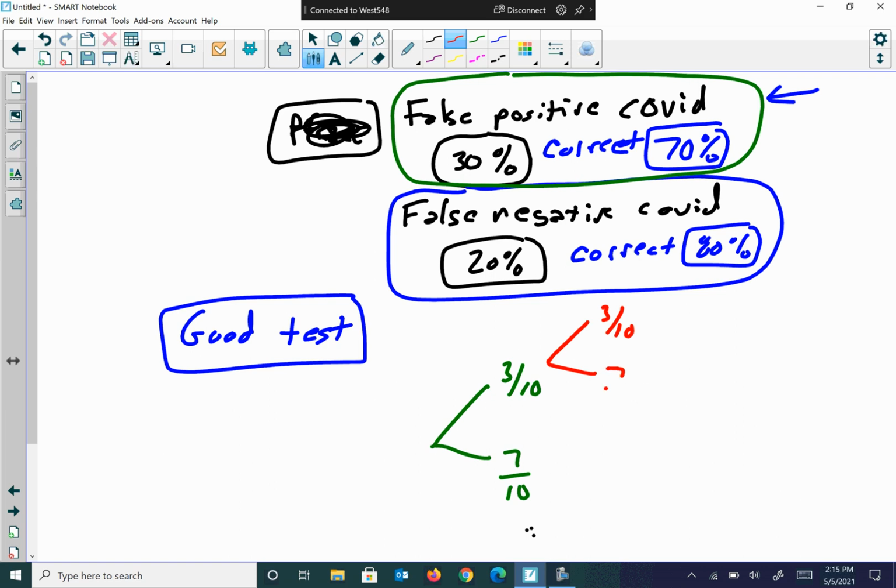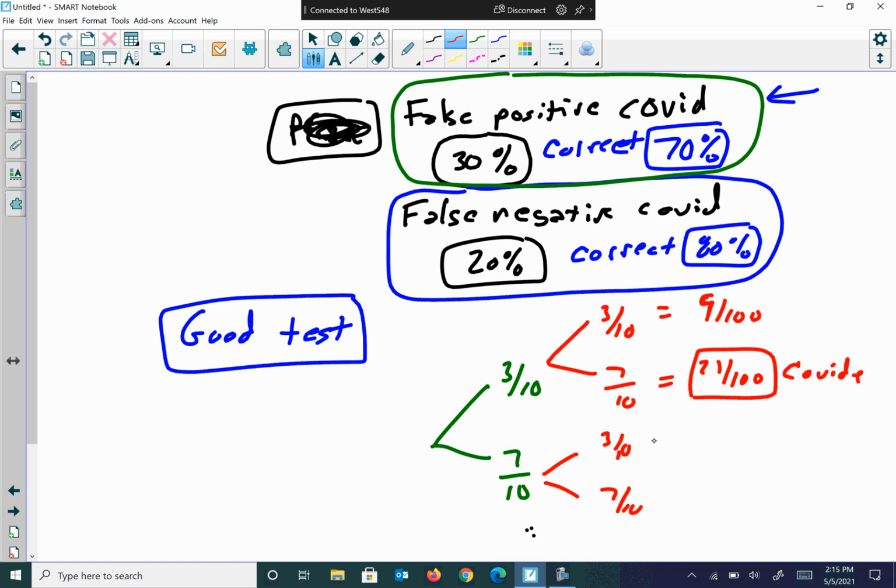So you're going to go get yourself another test. That means that 9 out of 100 is the probability that you get a second false positive. You have a 21 out of 100. If you had a false positive and you went in, these are the probabilities that, so this would be that you do have it. Here would be 21 out of 100 that you got a false positive, that you have COVID.